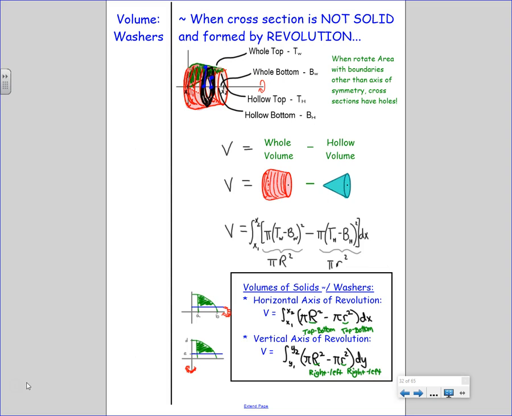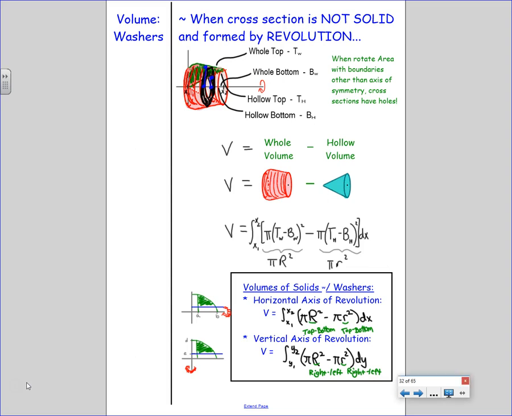Katrina. Is the B sub W and B sub H just the x-axis? In this one, yes. But in general, it'll always be the axis of revolution. But the axis of revolution is sometimes above your region, at which point the axis would be your TW, TH, and then your functions would be the B's. Does that make sense? Mm-hmm.